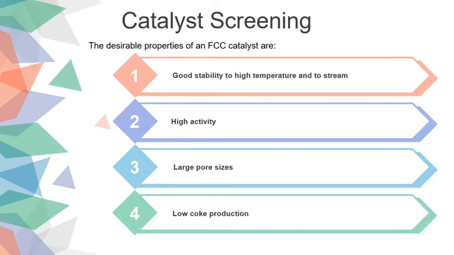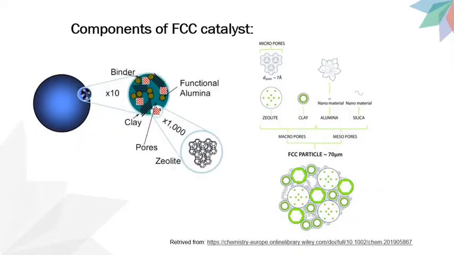I'm Shamini and I'll be presenting the catalyst screening. The design and operation of an FCC unit is largely dependent upon the chemical and physical properties of the catalysts. The desirable properties of an FCC catalyst are good stability to high temperature and steam, high activity, large pore size, and also low coke production. The FCC catalyst has four major components: crystalline zeolite, matrix, binder, and also filler.